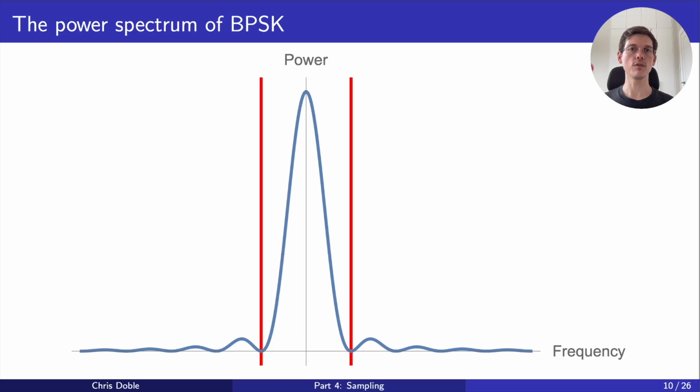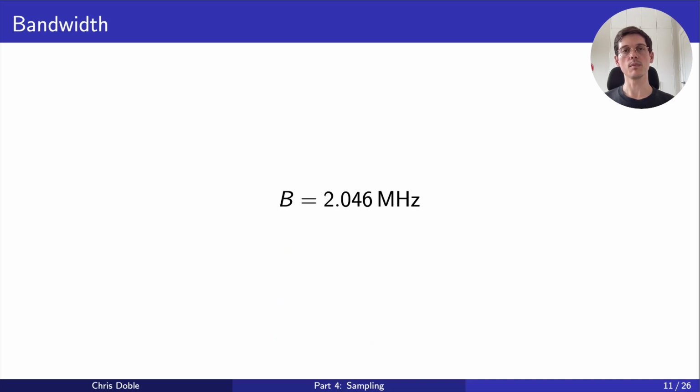It turns out that the width of this main lobe is equal to twice the data rate of the modulation signal. In our case, the data rate of the modulation signal is equal to the data rate of the PRN code, 1.023 megabits per second. Twice that is 2.046 MHz, so that's the bandwidth we'll use.